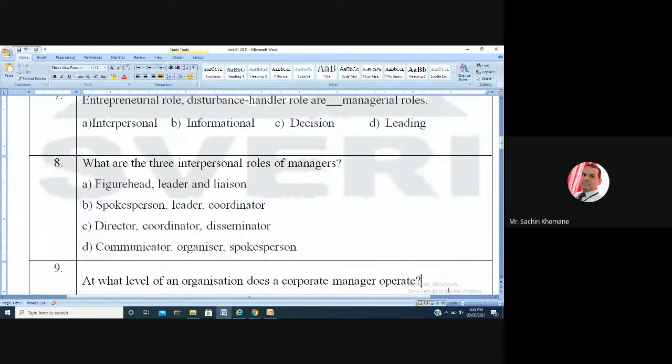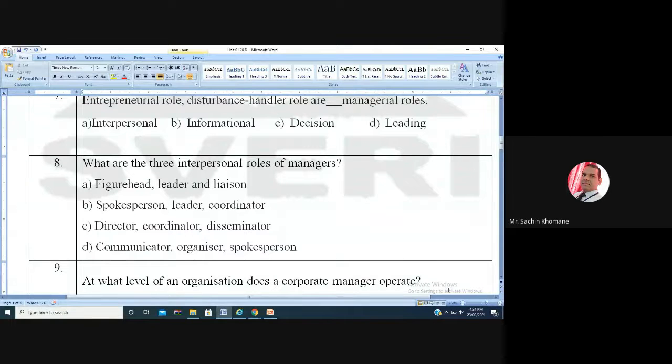if a problem happens at that particular shop floor, the production manager has to be at the front, not a worker or helper, right? So figurehead. And he has to answer for everything. He has to answer to top management. He has to explain to his employees, to helpers, to workers, right? Then leader, he has to direct all the people. And liaison.